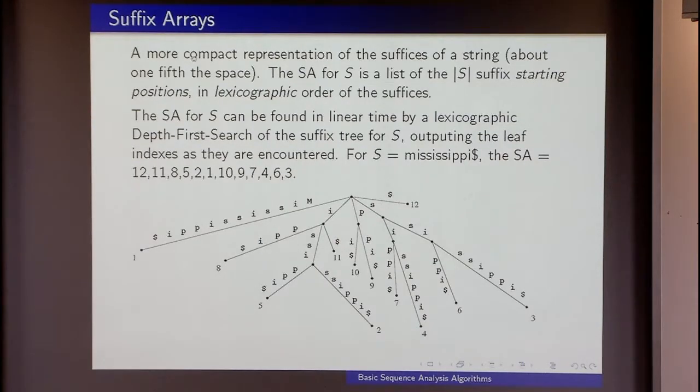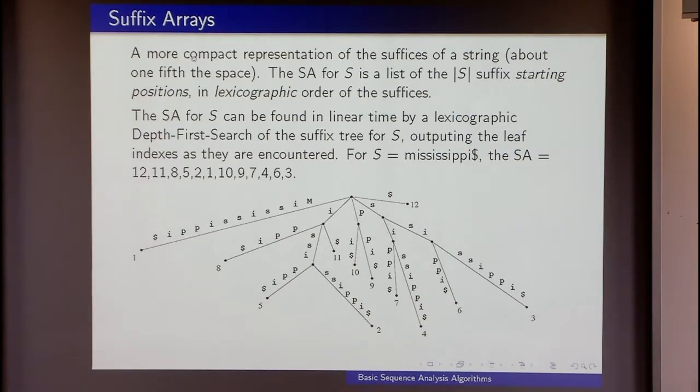Okay, suffix arrays came along at about the same time, maybe a little later, and are usually credited to Miller and Myers, of Gene Myers fame. Before he was Gene Myers, he did this, and a number of other things too. This is a more compact representation of the suffixes in a string. And people who actually do implementations, which I don't, say that it compresses to about 1/5 the space. And what is the suffix array for S? It's just a list of the suffix starting positions ordered by the lexicographic ordering of their suffixes.